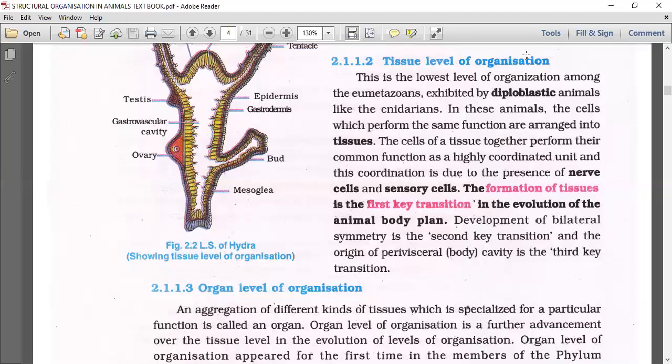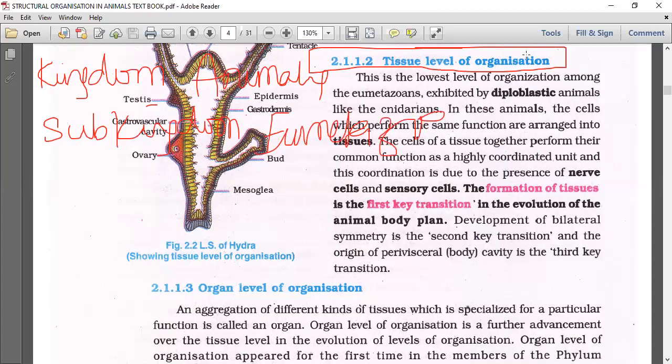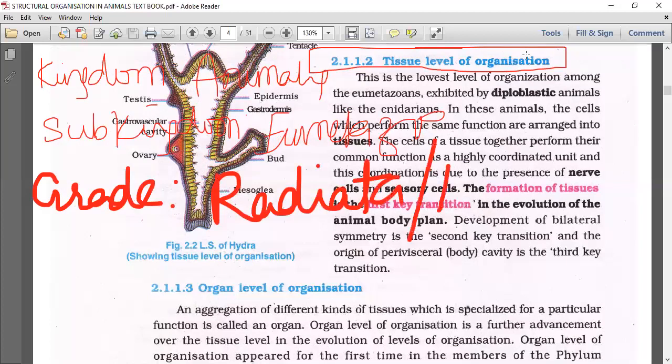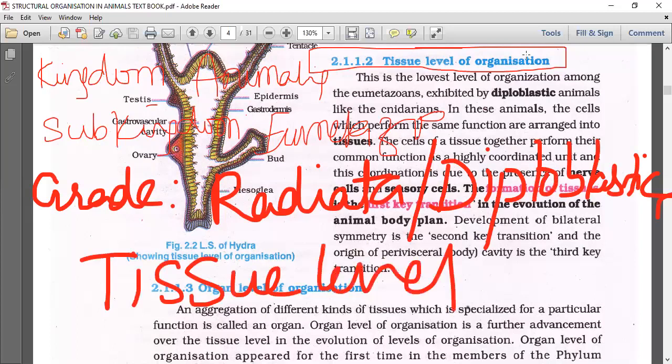Then let's start the tissue level of organization. Now we are moving with the tissue level of organization. Let us remind ourselves where it is in our kingdom Animalia chart: kingdom Animalia, subkingdom Eumetazoa, grade Radiata, which is also called Diploblastica. In this we'll find the tissue level of organization.